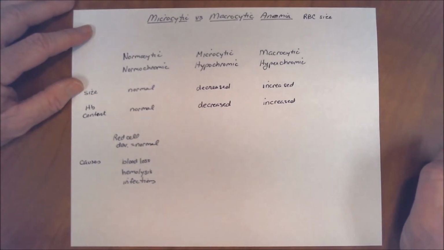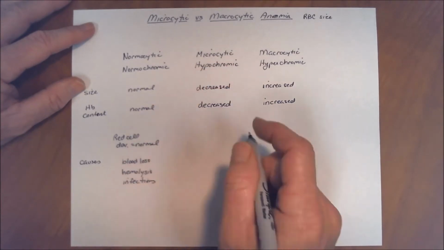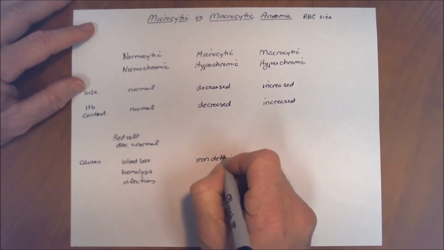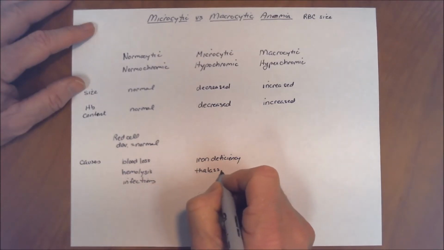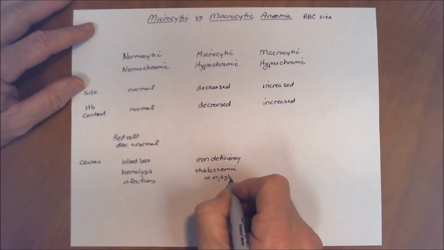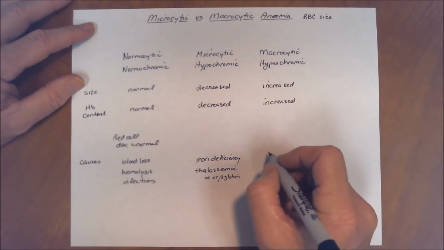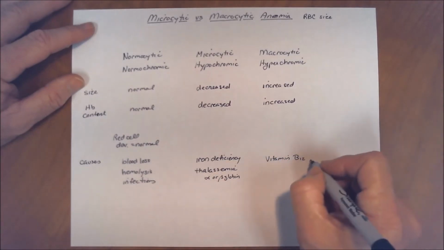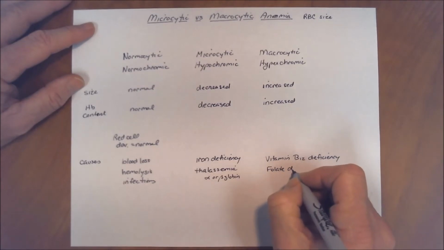Now, what generates these two particular types of anemias? With microcytic hypochromic, this is largely due to either an iron deficiency, or in the case of a genetic error, a thalassemia, a genetic error in the alpha or beta globin genes. For macrocytic anemia, the primary causes are a vitamin B12 deficiency or a folate deficiency.